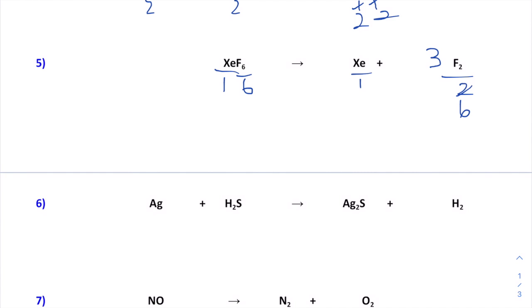So my totals on the right side are 6 F's. Let's double check. We have 1 Xe, 1 Xe, 6 F, 6 F. That's balanced. The next one.